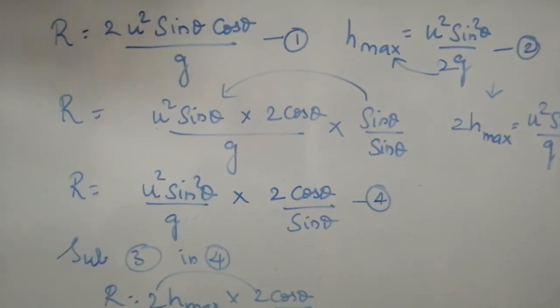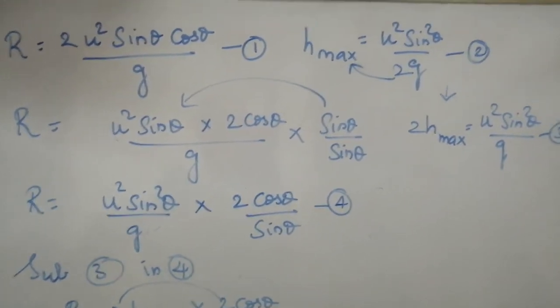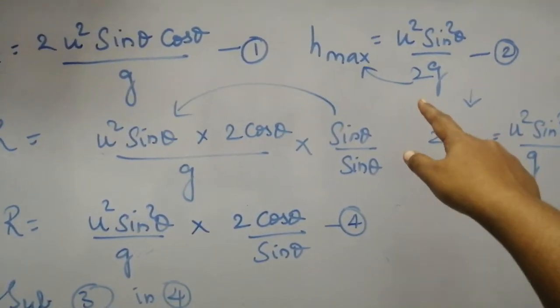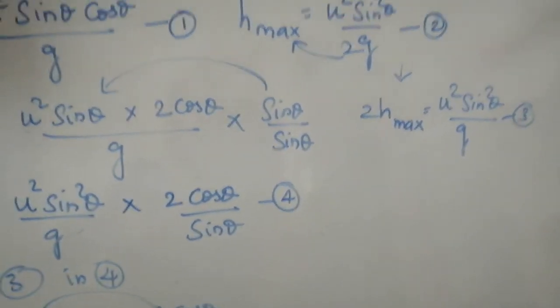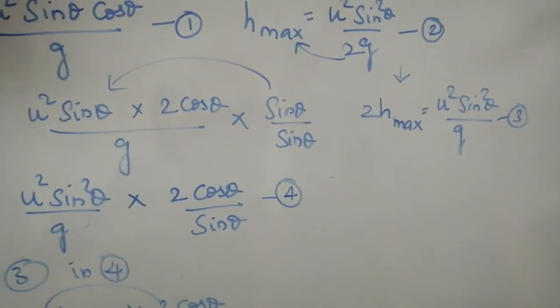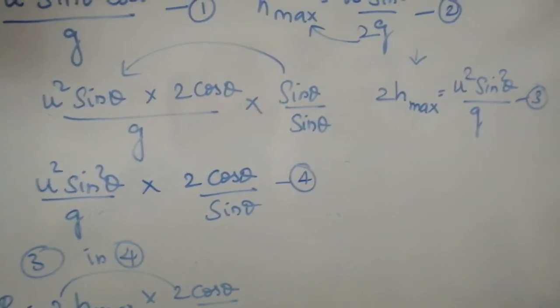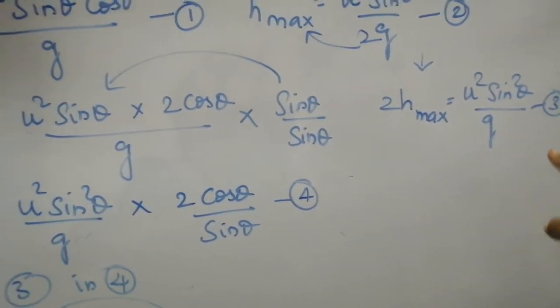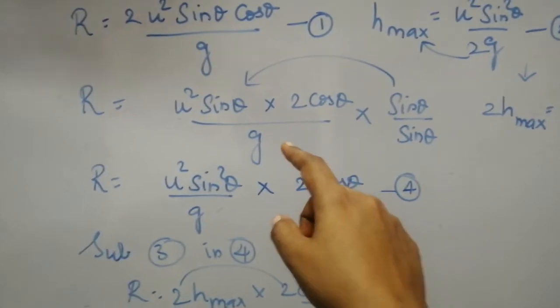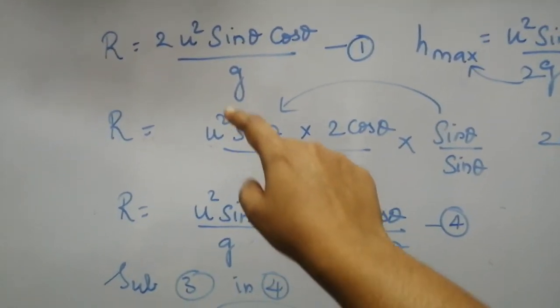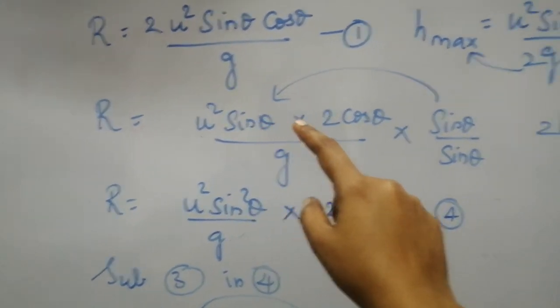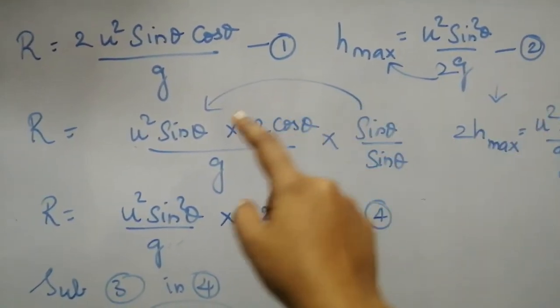First I am going to rearrange equation number 2 by bringing this 2 to the other side. It becomes 2h max equals the remaining part, u square sin square theta by g. Let me take this as equation number 3. Now we come to the range equation, where I am going to substitute this h max.